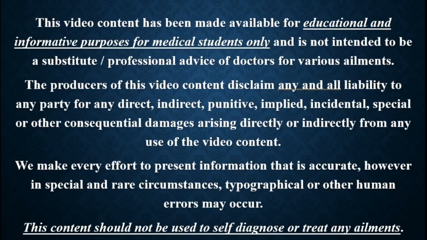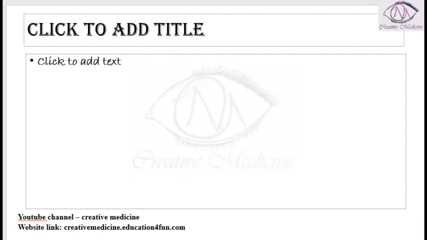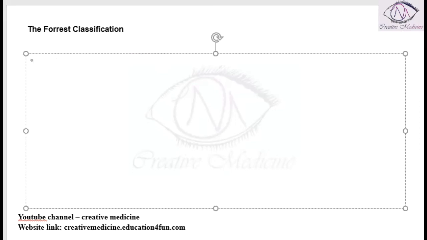In this lecture, we will learn about the next type of classification, which is the Forrest classification. The Forrest classification is also a classification for upper GI bleed that is based on the endoscopic findings. So based on the endoscopic findings, we can calculate the rebleeding risk with the help of the Forrest classification.